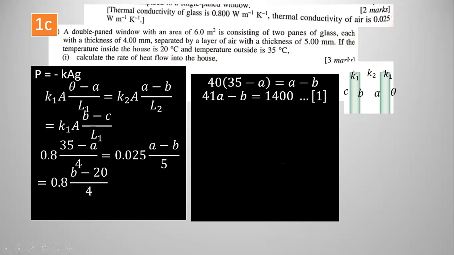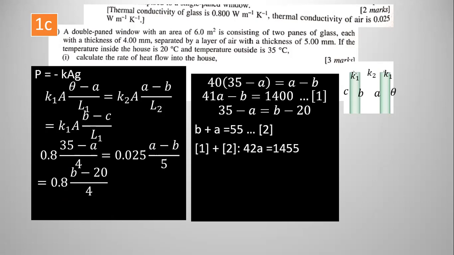You get this answer. And then the next one is use these two together. It doesn't matter, you can use these two also if you want to. Whichever is easier. If you use these two, it's easier because they cancel off. The A cancels off, the L cancels off, because it's over four. You want everything simpler. Second equation. Then you add the two equations. 41A plus A is 42A. This one you plus 2. So this one plus that is 1455.